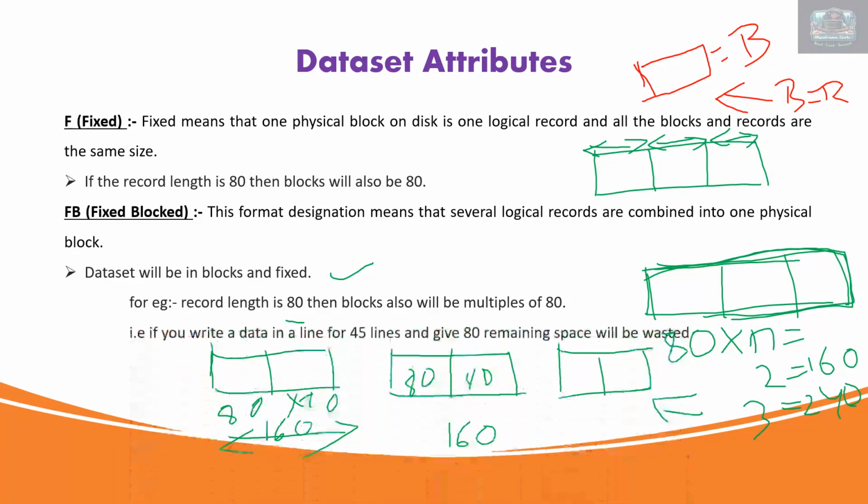Okay, and we have a disadvantage here. Suppose this is your block size, and you are writing data in it, and you need only 45 lines of data, and you wrote till 45. This remaining space is wasted. You cannot use this space. If the next data is coming, it will go to another block, and the next record will start there. So if the data is coming, it will come in another fixed block size. So that's how the fixed block record format works.